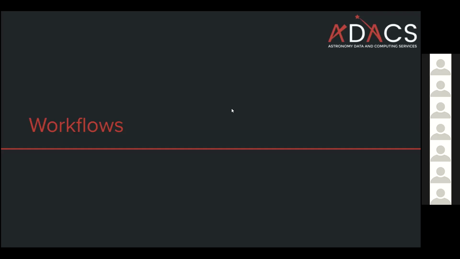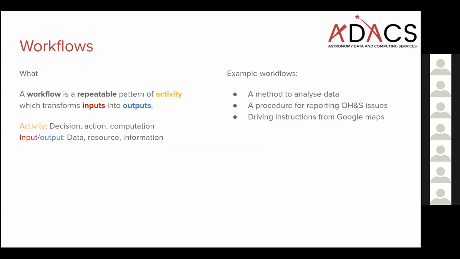So for workflows, as I said before, a workflow is essentially, in the most abstract case, something that maps your inputs onto outputs and does some kind of activity. Really generically, the activity that's being done is either making decisions, doing some kind of action, or, in many of our cases, computation. And the input and output could be data, resources, or some kind of information.